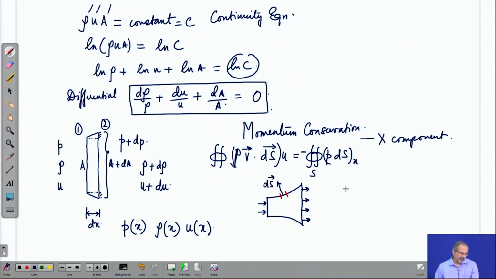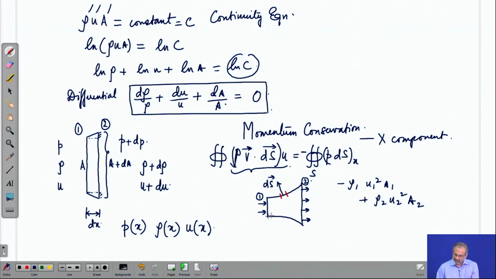You will see that, what will the left hand side contribute? The left hand side will contribute minus rho 1 u 1 square a 1 plus rho 2 u 2 square a 2. That is precisely what is going to come from here across the two sections 1 and 2.